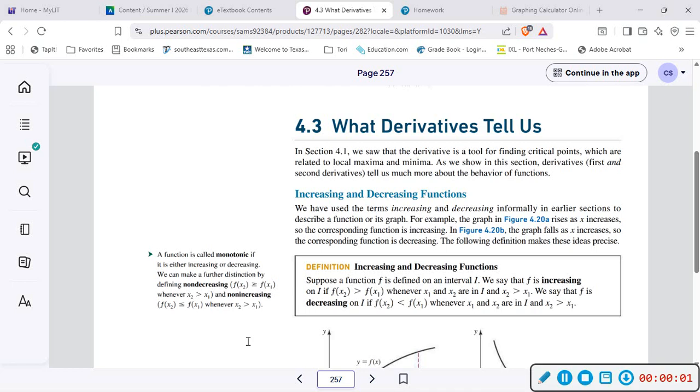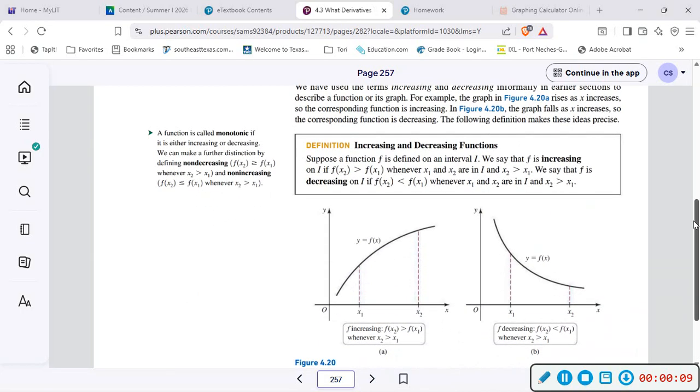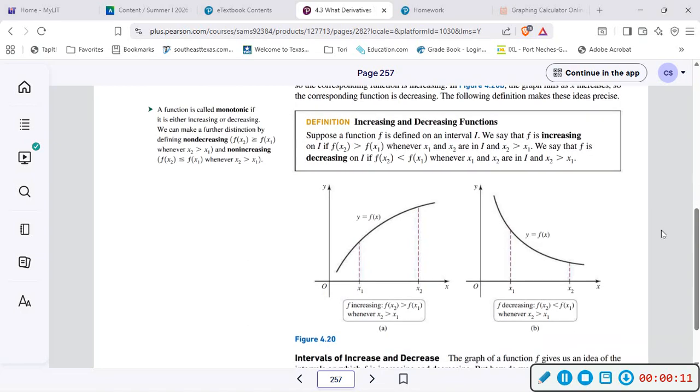All right, today we're going to be looking at section 4.3. What does the derivative tell us? I'm going to give a general overview and talk about some of the terms. So first, we have increasing and decreasing functions.